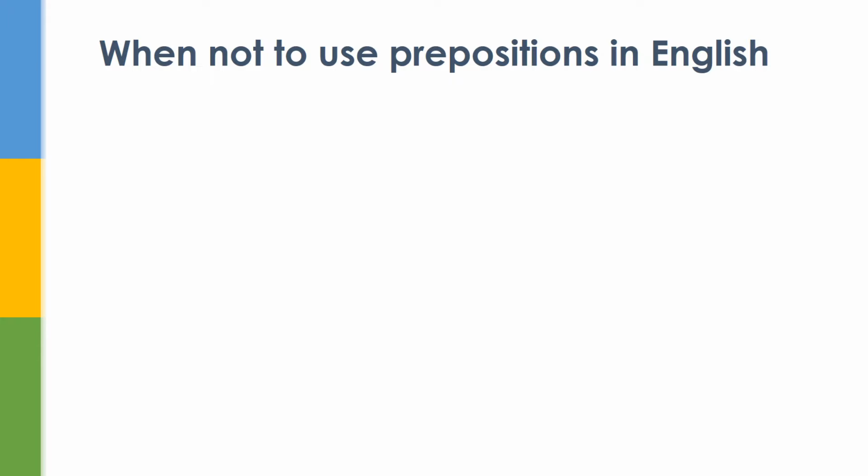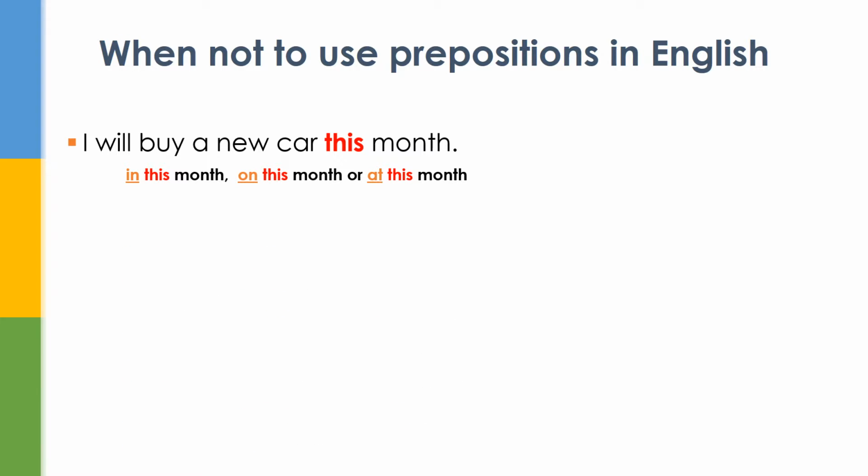Okay. Let's now see when not to use prepositions in English. Here is the first example. I will buy a new car this month. Here, it is incorrect to say in this month, on this month or at this month. No need to add any preposition.